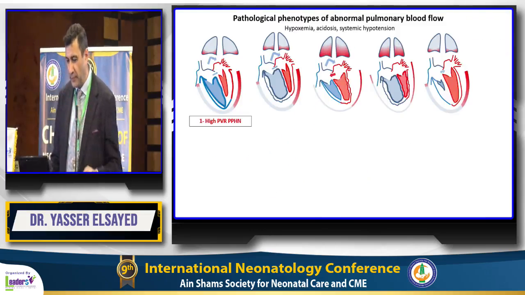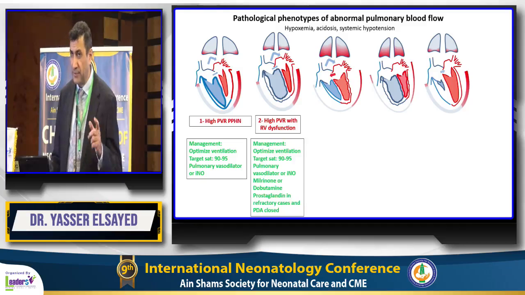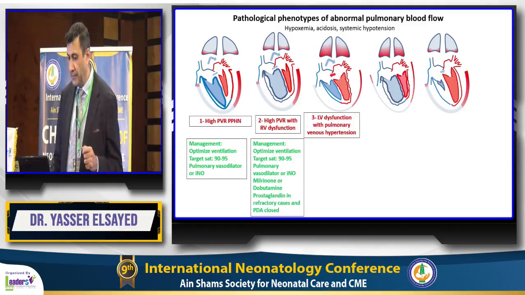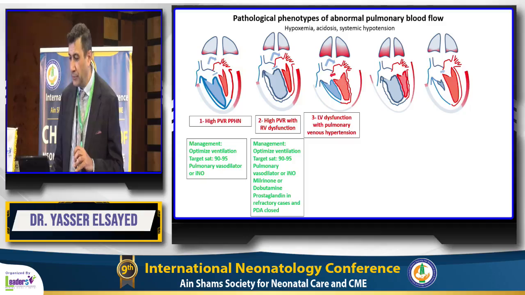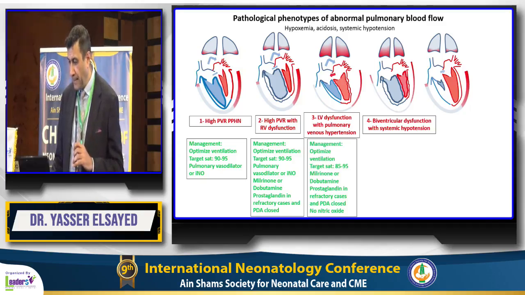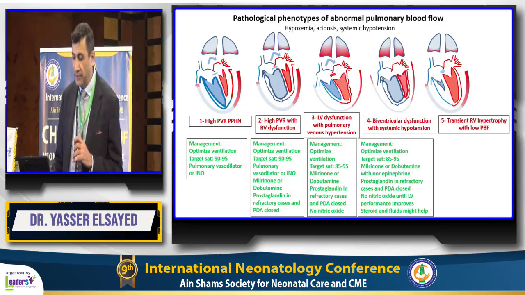So we have all of the phenotypes together. The first one, high pulmonary vascular resistance. Second one, high pulmonary vascular resistance with RV dysfunction. Third, LV dysfunction, where, as I mentioned, don't give pulmonary vasodilators. You need to improve the LV performance by milrinone. Biventricular dysfunction with systemic hypotension: also, you need to improve the performance by giving milrinone or dobutamine together with norepinephrine.